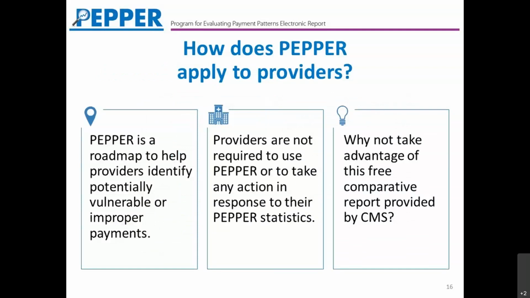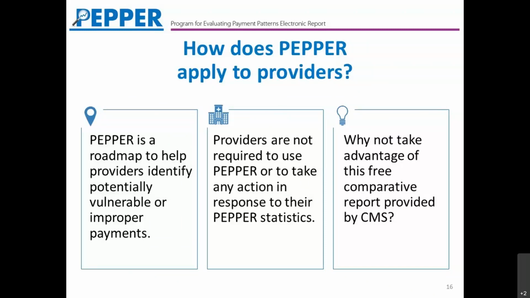How does Pepper apply to providers? The Pepper can help a facility to identify areas where they may be outliers, as we just saw, and if that outlier status is something that should prompt an internal review within the target areas. We often get questions, do I have to use my Pepper, and do I need to take any action in response to my Pepper? The answer to those questions is no. You're not required to use your Pepper, though it is helpful information, and we encourage you to at least download it and take a look. You are not required to take any action.